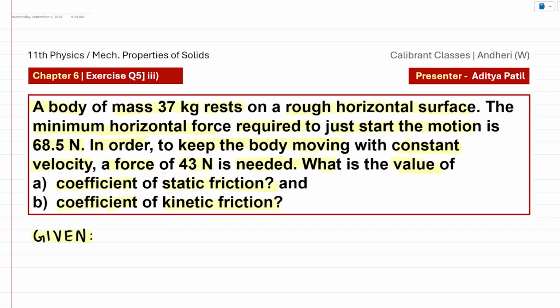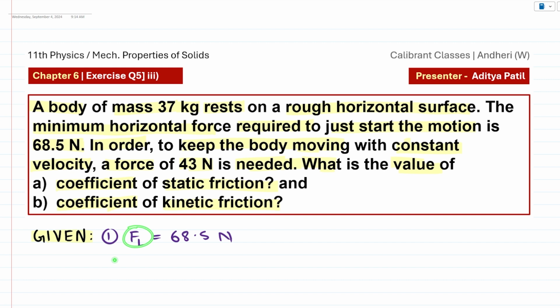So, we have a body resting on a horizontal surface, and if we wish to move this body, a minimum force of 68.5 newtons must be applied. This means that the maximum value of static friction must be 68.5 newtons. So this gives us the first quantity from our question, that is the maximum value of static friction. We represent it as FL, and that is said to be 68.5 newtons. Keep in mind, the maximum value of static friction is also called the limiting force of static friction, hence the symbol FL.